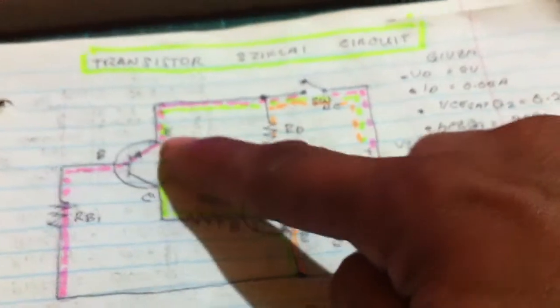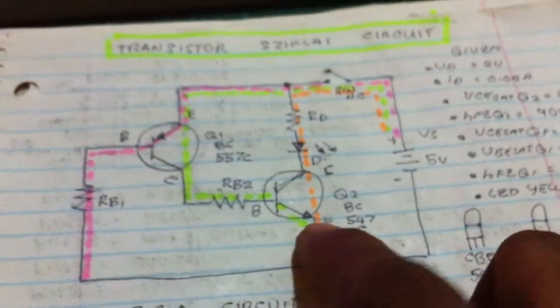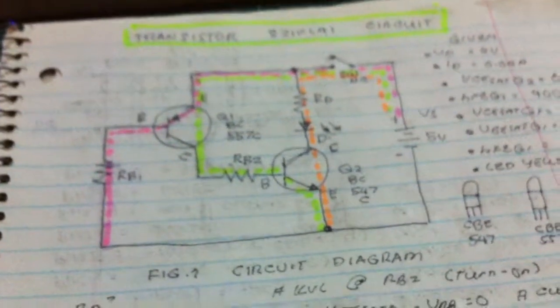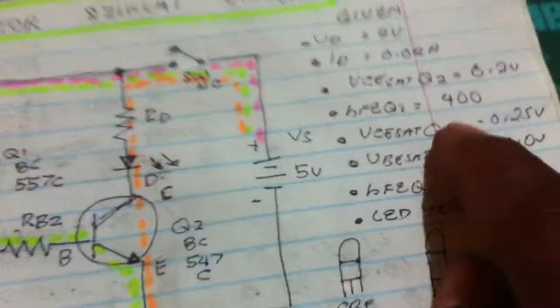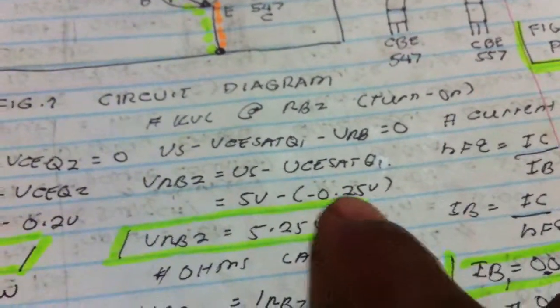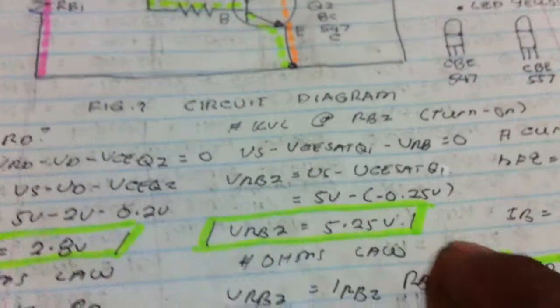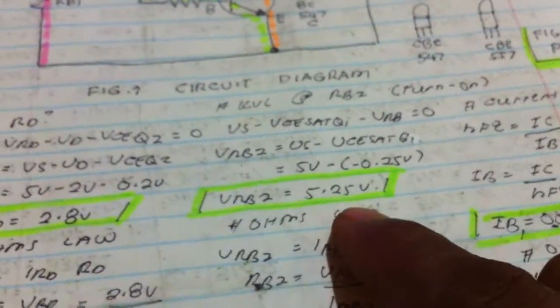Current flows here, in here, up to here only, base to emitter, just to turn on the transistor. And we got here the voltage supply minus VCE saturation of Q1. This is Q1 given here, negative. So 5 minus VCE of Q1, which is negative 0.25 volts. This is PNP, that's why it has a negative VCE. We get now 5.25 volts.